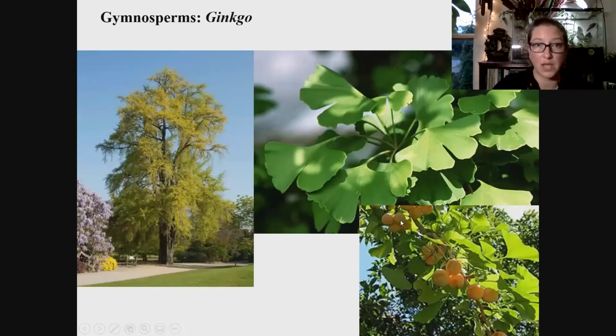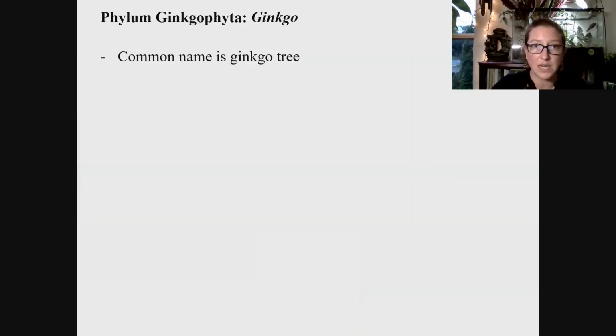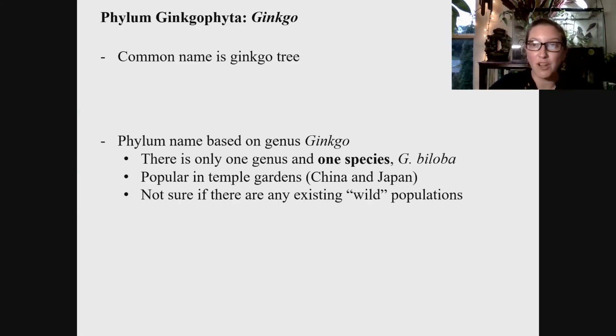All right, so now I'll talk about ginkgo. Ginkgo is a tree, can get rather tall. If you live in New York City or Journal Square or other city areas, you've probably seen it. It comes from the phylum Ginkgophyta, which you don't need to know, and from the genus Ginkgo, which you don't need to know. But its common name is ginkgo tree, so you can't get away from learning ginkgo. Sorry. We just call it ginkgo.